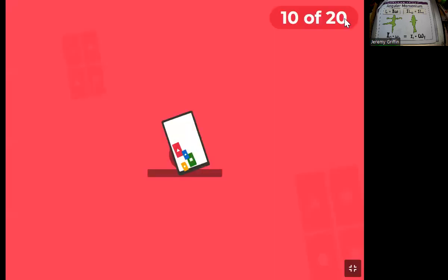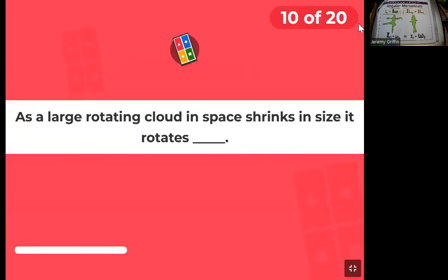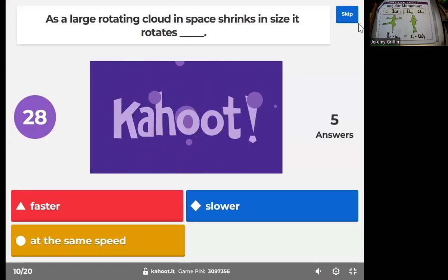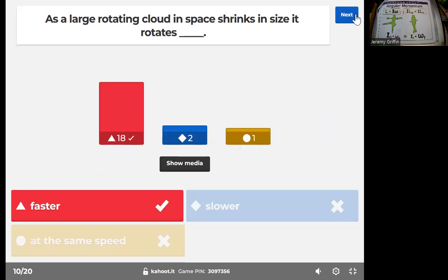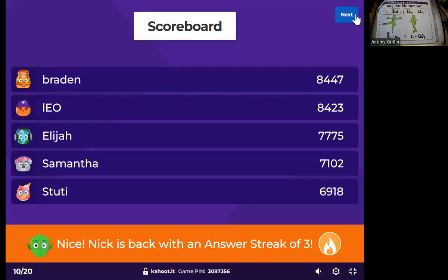Ooh, Braden to the top. A large rotating cloud in space shrinks in size. It's like gravitating closer together. How's it spinning? Yeah, it's got to rotate faster, right? It's the exact same principle as the ice skater. Rotate faster.